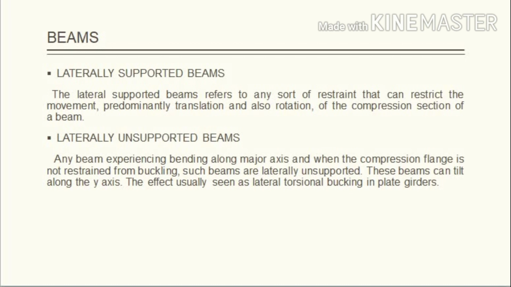So what is a laterally unsupported beam? Any beam experiencing bending along the major axis, where the compression flange is not restrained from buckling, is laterally unsupported. These beams can tilt along the y-axis. The effect is usually seen as lateral torsional buckling in the plate girder. So basically they undergo buckling.